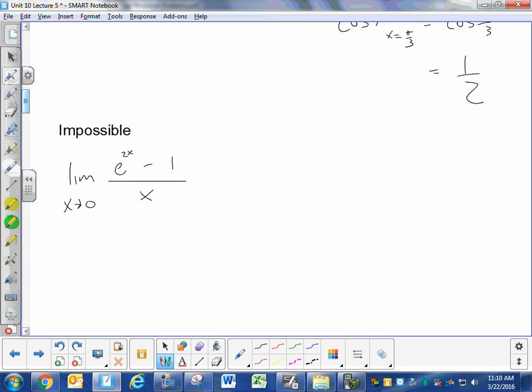Now, there are certain limits that are impossible to do. There is no algebraic manipulation that you can do to figure out this limit. You just get 0 over 0 and you're stuck. So I will give you another technique to help you not have to shrug your shoulders when you see these limits, once we start reviewing.